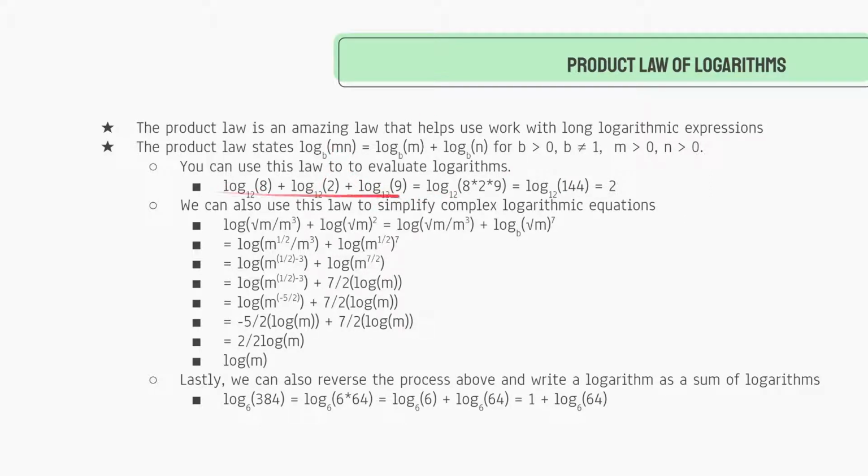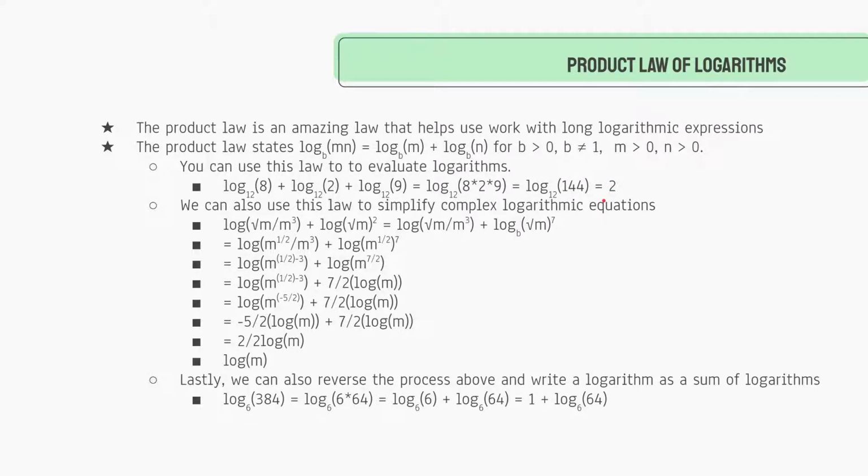We have three arguments here, so this would be m times n times o. Then we would have 8 times 2 times 9, all to the base of 12. As you notice here, it has to be the same base. You cannot use this if you have different bases. However, if the bases are the same, you're good to go. Multiply everything within the bracket, and we get 144. And look at that: log of 144 to the base of 12. We know that 12 to the power of 2 is 144, and so our answer is 2.